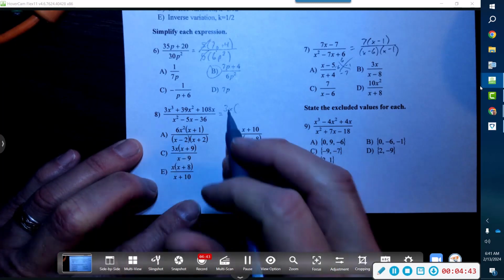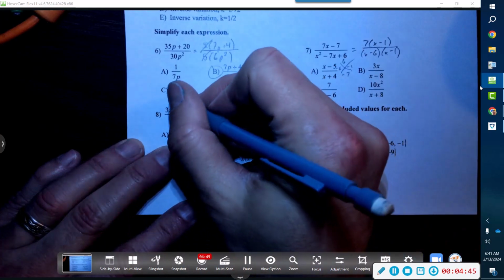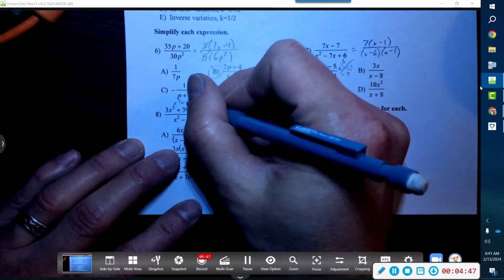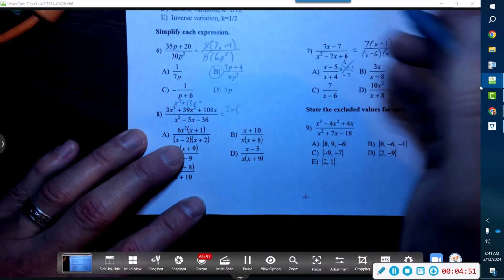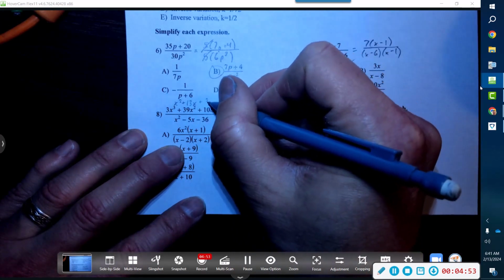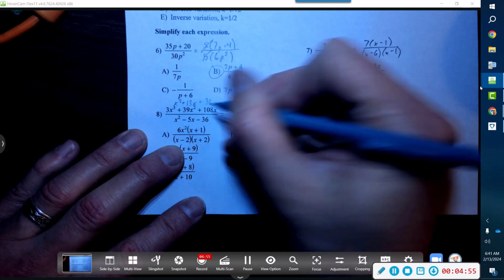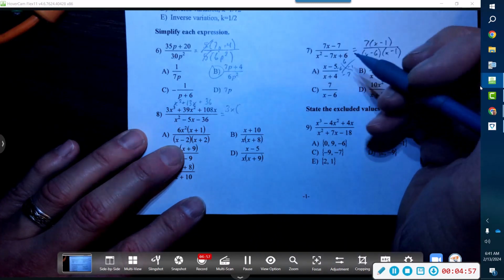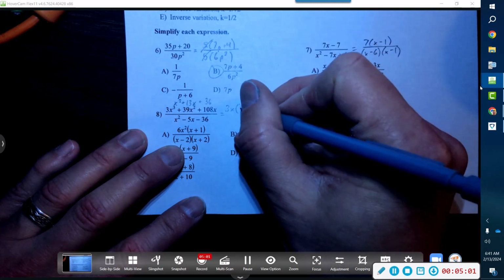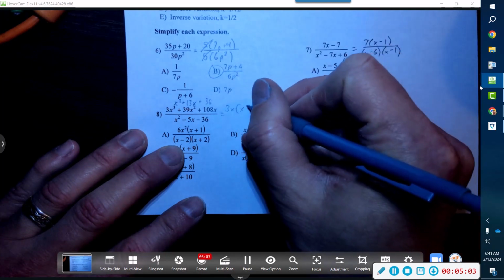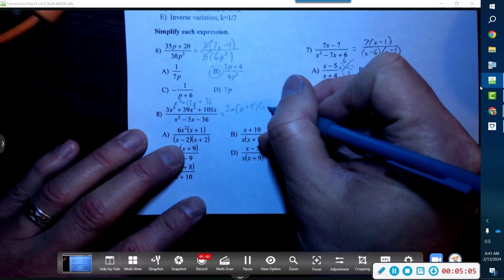Let's get a 3x out of this guy, so that we get x squared plus, let's see, 113x, and then 3 goes into 108, 36 times. And let's see, factors of 36 to 9 and 4. Okay, so that'll be plus 9 and plus 4.